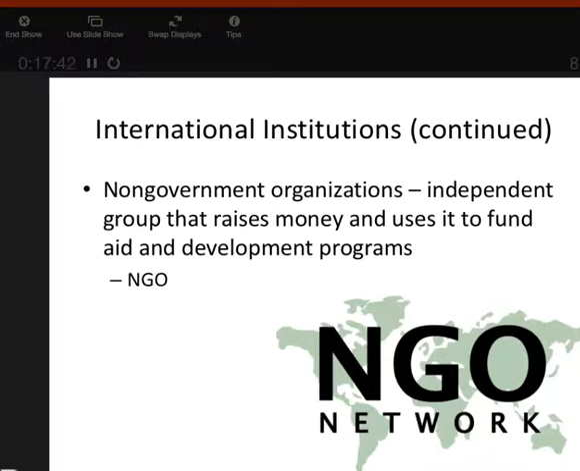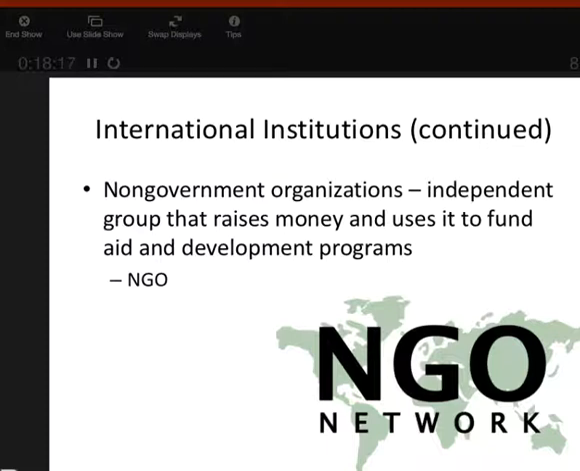And the last slide, NGOs, non-government organizations. This is like the Gates Foundation. It raises money used to fund aid and development programs. And they have done some amazing work. Muhammad Yunus is the founder of Grameen Bank, that bank I was talking about earlier that gives out loans to poor people, a couple of dollars here and there.